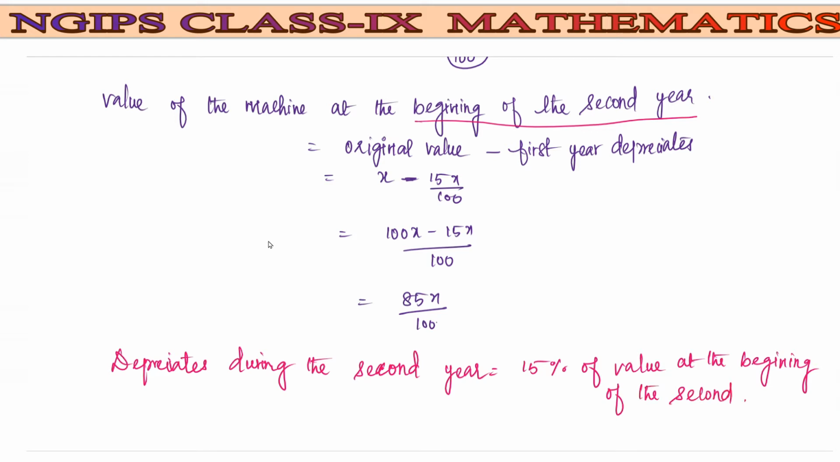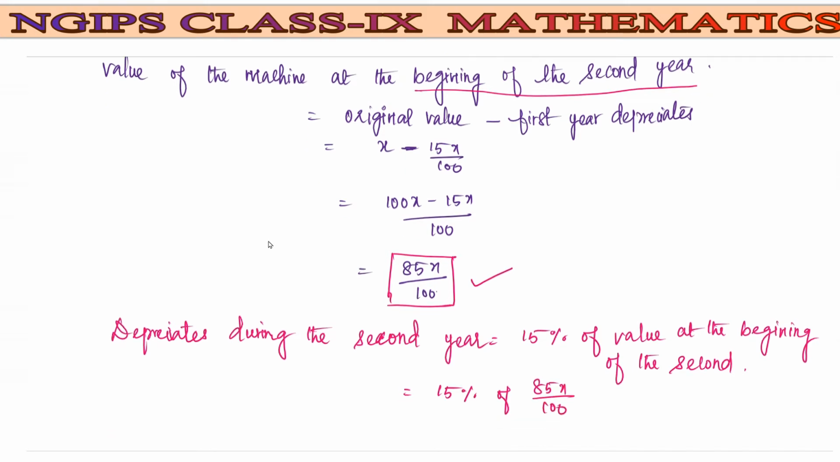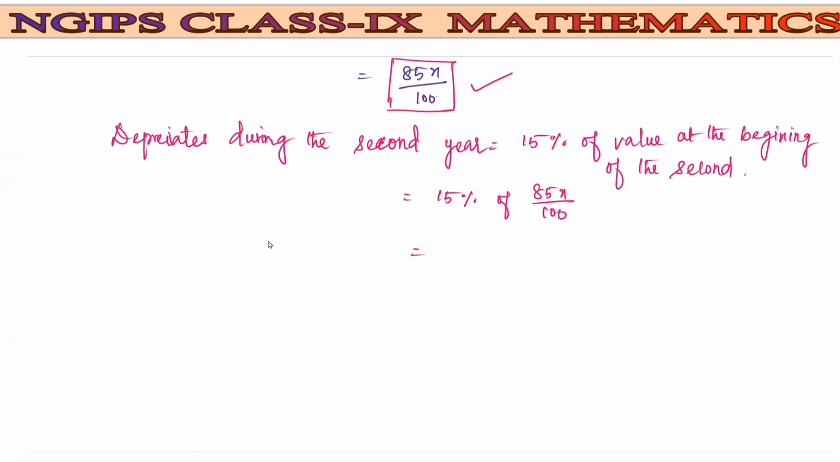Usually the amount of the first year is carried for the second year, like the principal, right? So same here, for the value of the machine in the second year we need to take the depreciation percentage, which is 15%. So I can write here 15% of the value at the beginning of the second year. It is nothing but 85x divided by 100. Which gives 15 divided by 100 into 85x divided by 100. Now this is the depreciation during the second year.